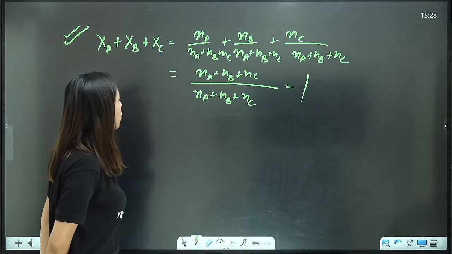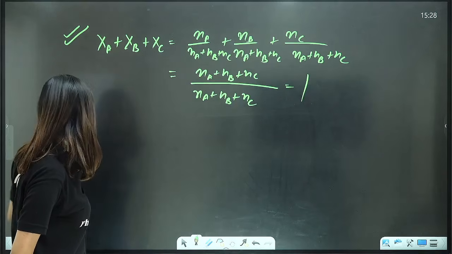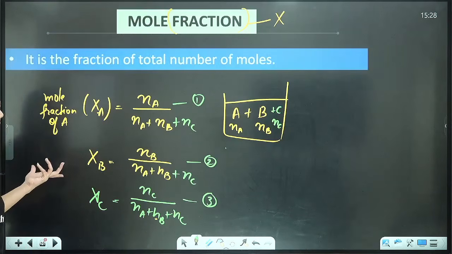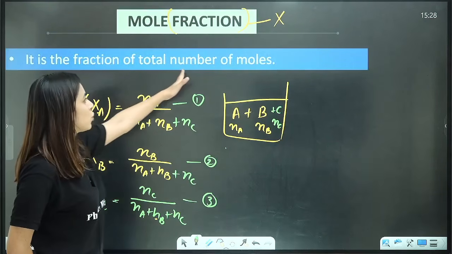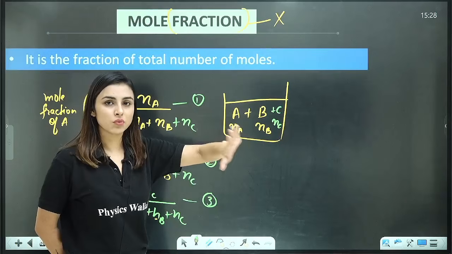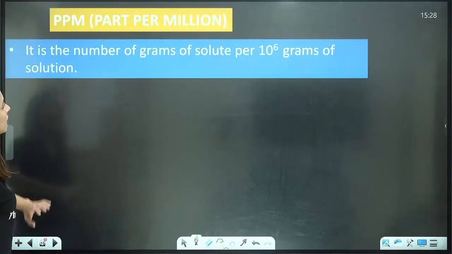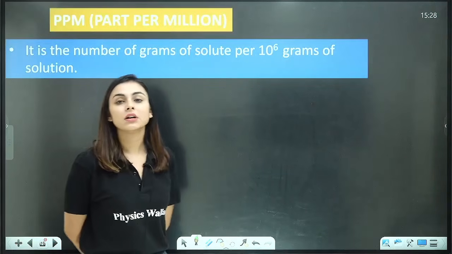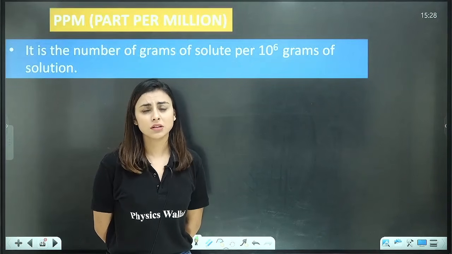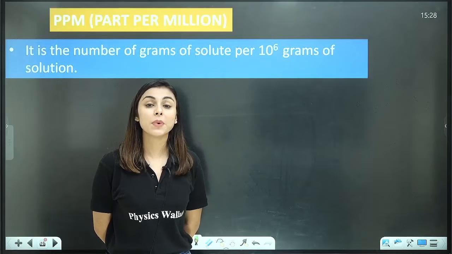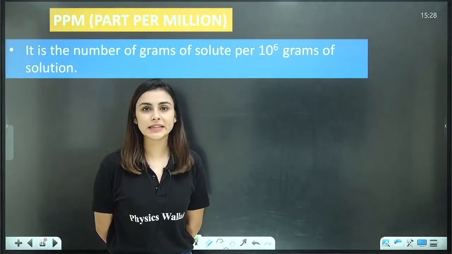Perfect. So we understood this. Is there anything other than this? No. It is the fraction of total number of moles, and the sum would always be equal to 1. Perfect. So here we are with the other concentration term. What is the other concentration term? It is, my dear students, parts per million, and it is used widely nowadays.